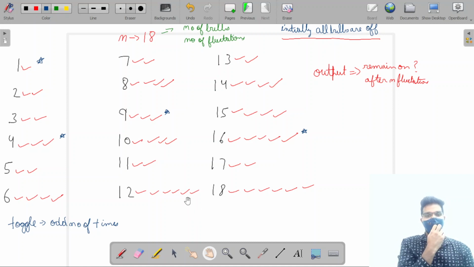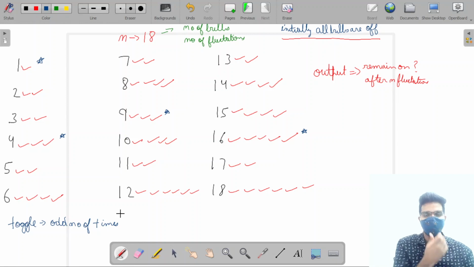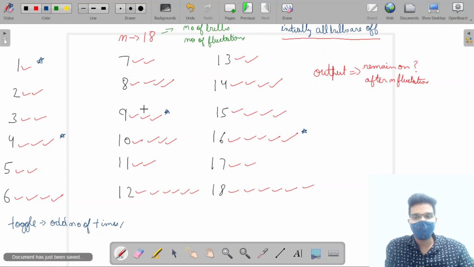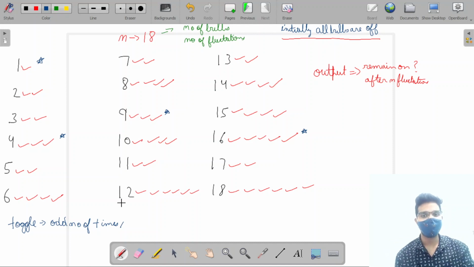One more thing that I want you to notice. Currently, if our bulb toggled an odd number of times, it will be in our answer, then it will remain on. But can you notice something, that all the bulbs that remain turned on are perfect squares. So what is a perfect square? A perfect square is a complete square of a number.